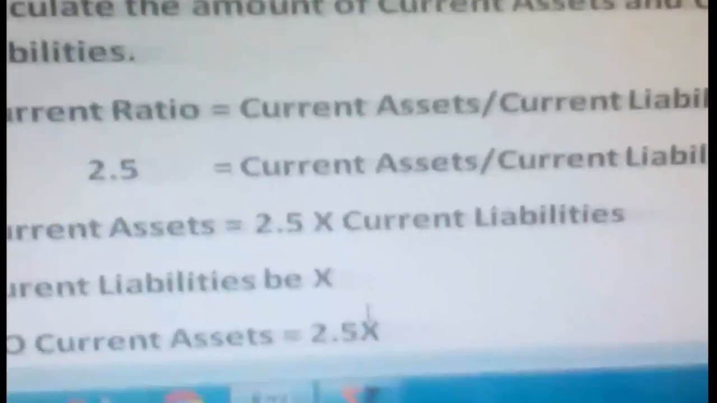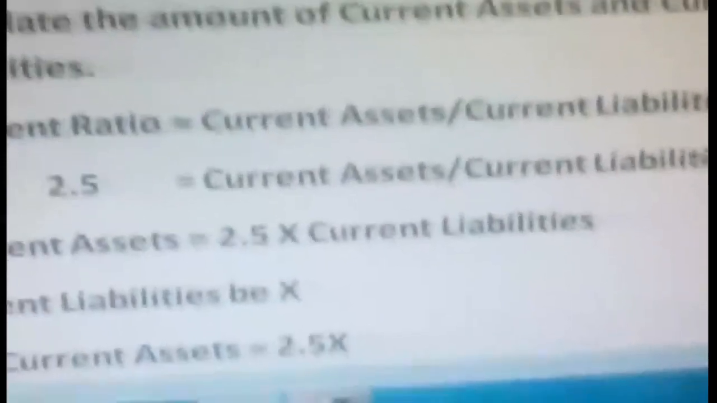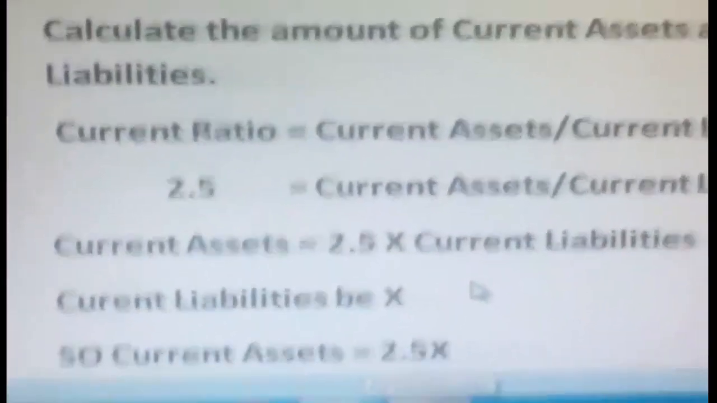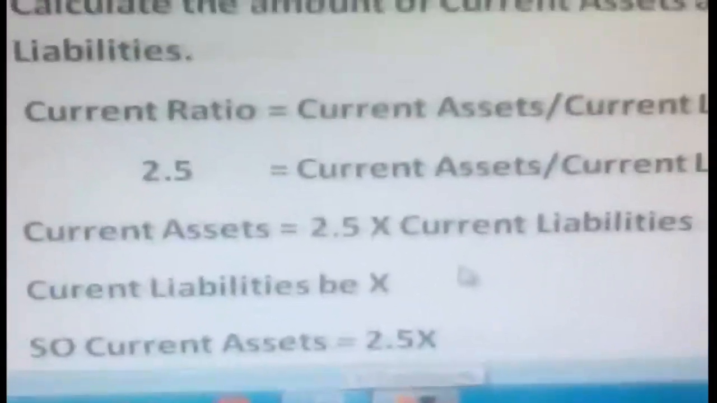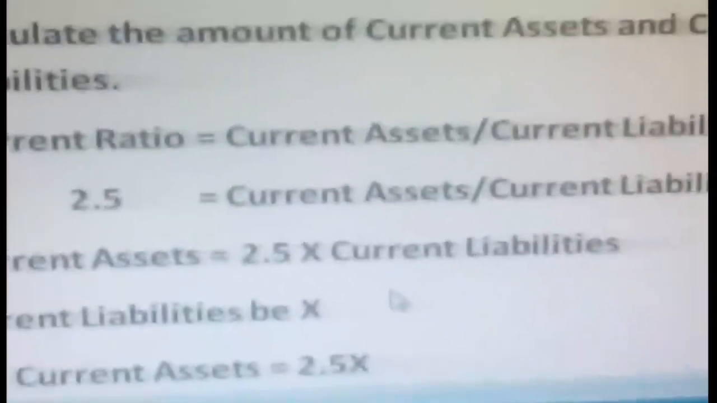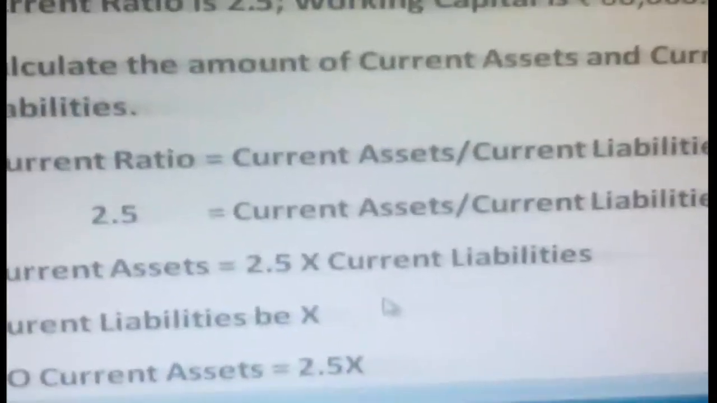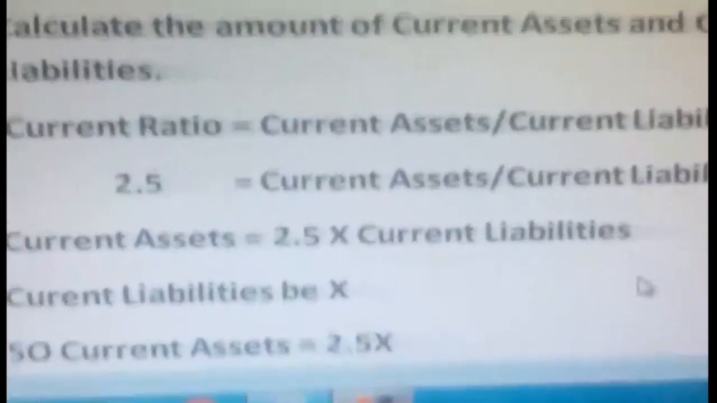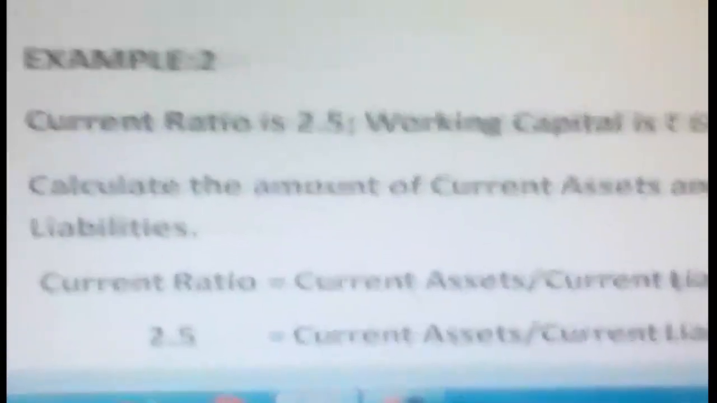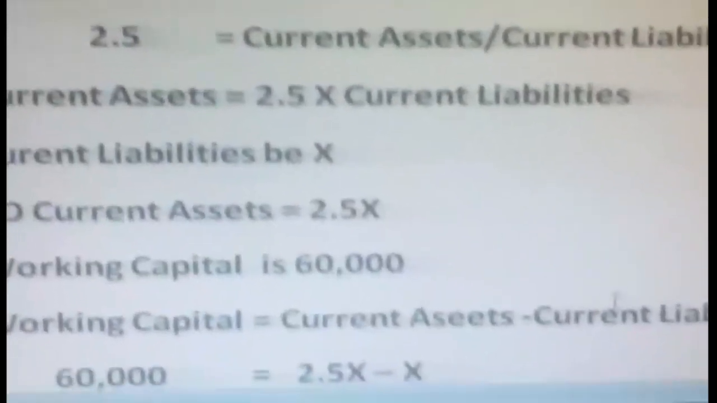So current assets is equal to 2.5 into current liabilities. Let current liabilities be X. So current assets is equal to 2.5 into X. That is the idea; you want to form the equation. Now coming to working capital. Here working capital of 60,000 is given.